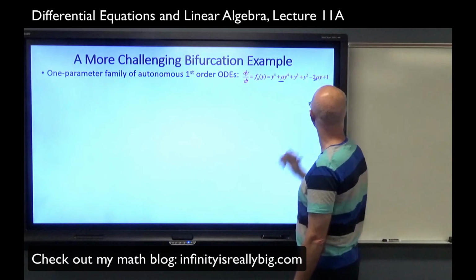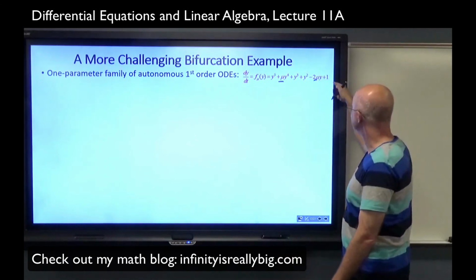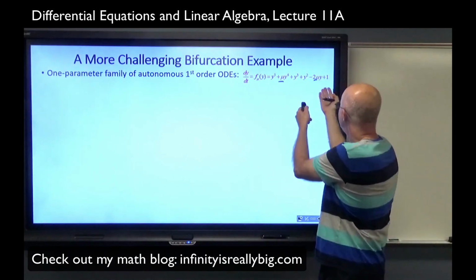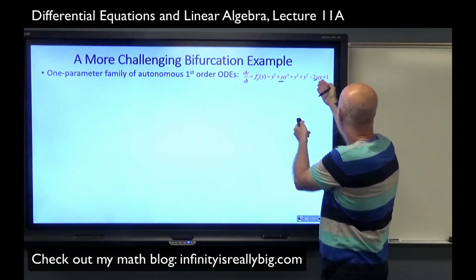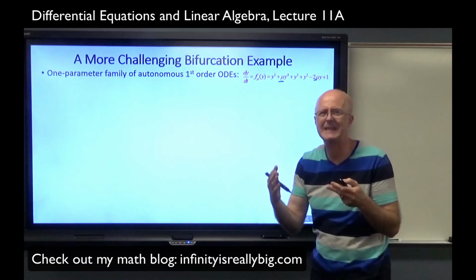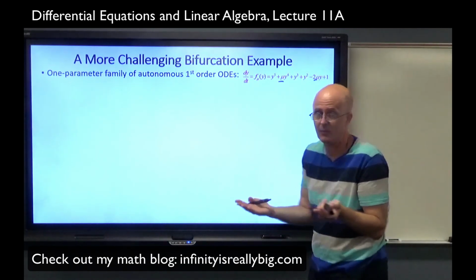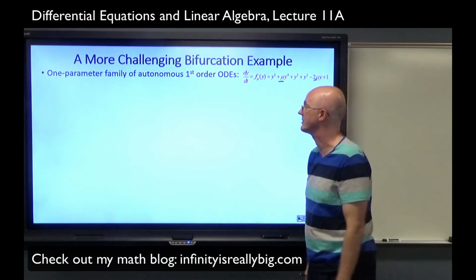Here and here. And it's not just adding mu, so it's not just a simple vertical translation. It's being multiplied times y to the fourth and negative 2y. It's coming in some sort of real complicated way. It should be very unclear what in the world would be going on with this family of differential equations.